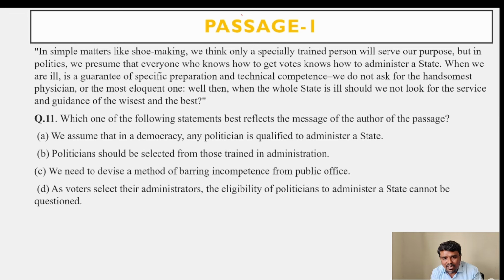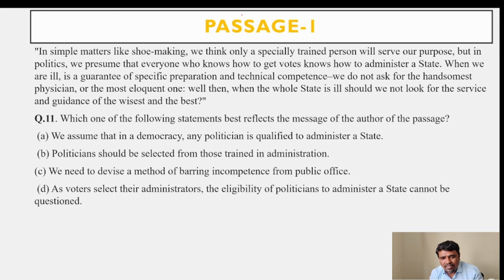She is comparing: if you need shoe repairing, you search for the expert in that area. Similarly, if you are ill, you search for the best physician, and you look for a guarantee based on their profile, based on their qualification. Then, if it is the state itself that is ill, why do you assume that whoever wins with a majority, in the sense of getting votes, can win? But while you are electing, are you checking whether that person is capable of administering the state or not? That should be the criteria as per the passage.